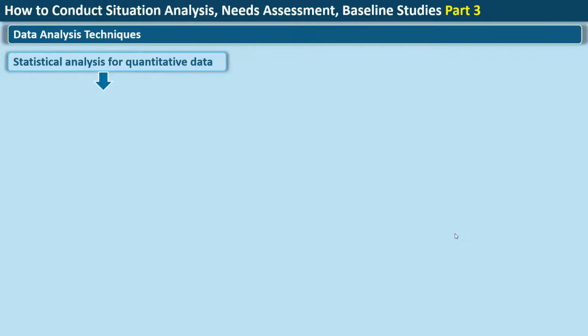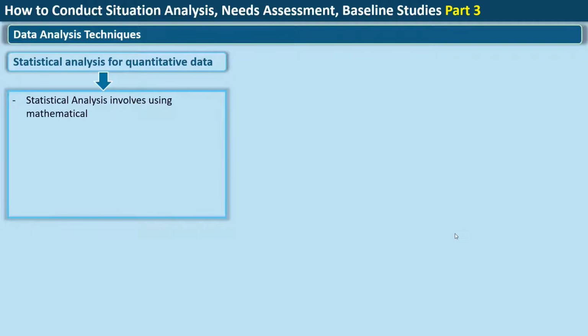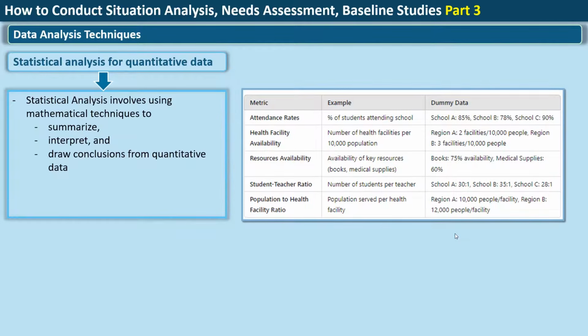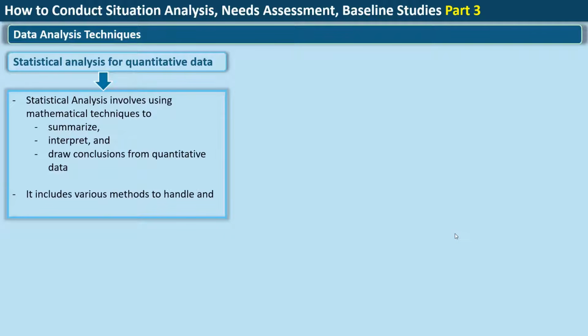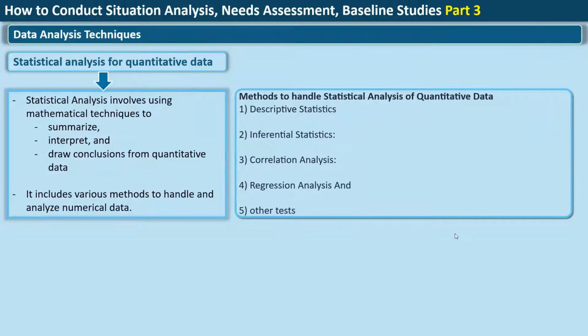Another technique is statistical analysis for quantitative data. Statistical analysis involves using mathematical techniques to summarize, interpret, and draw conclusions from quantitative data like attendance rates, health facility availability, resources related data, student teacher ratio, or population to health facilities ratios, etc. It includes various methods to handle and analyze numerical data. Let's explore these different methods.